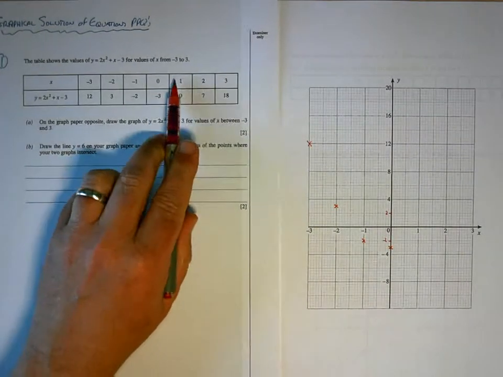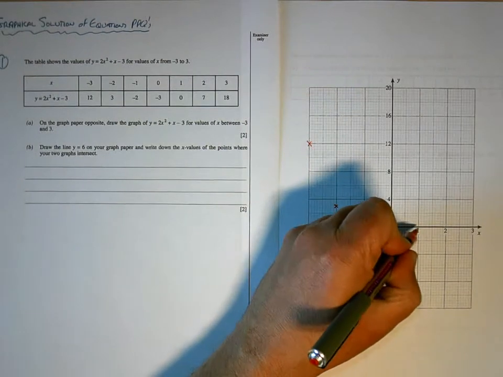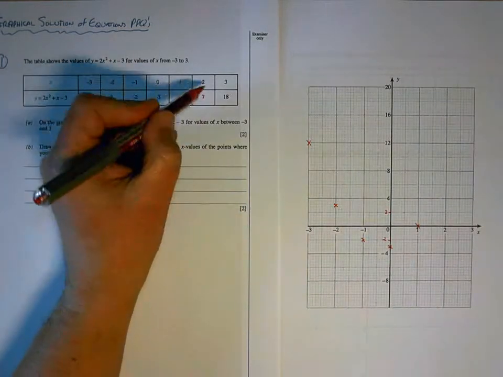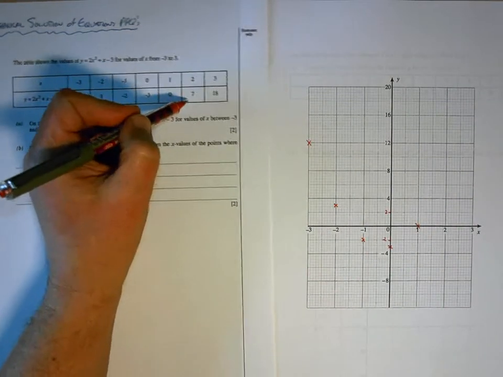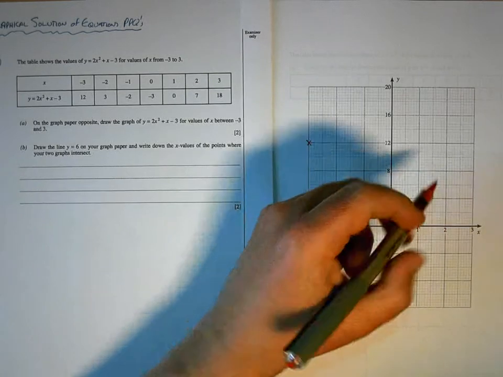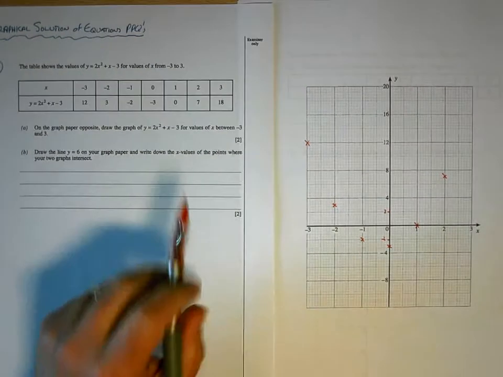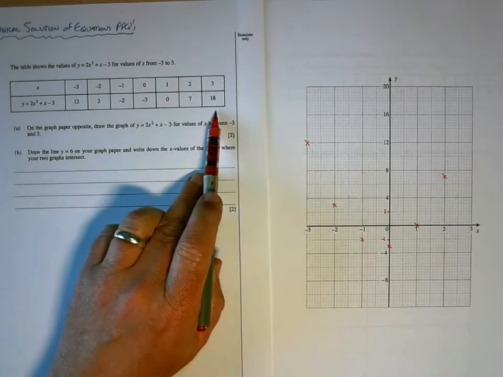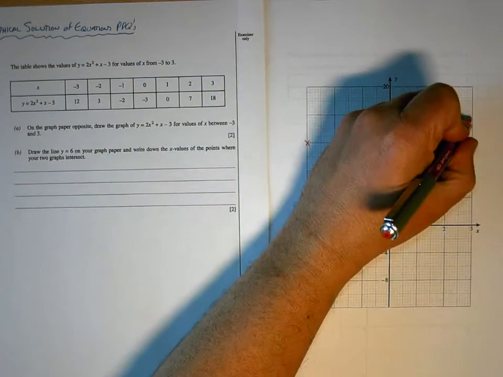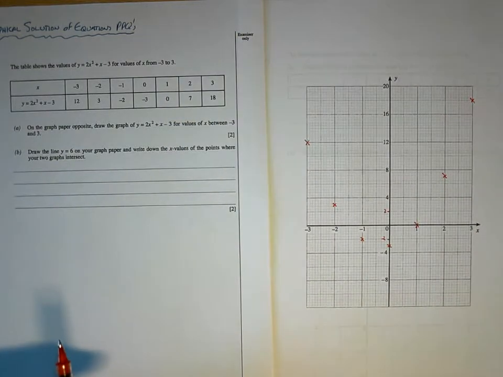X is 1, y is 0. X is 1, y is 0, doesn't move. So that's going to cross there. X is 2, y is 7. X is 2, there is 6, there is 8. Halfway between will be 7 there. And x is 3, y is 18. Is going to take us 3, 16, 18 to 20 will be there.